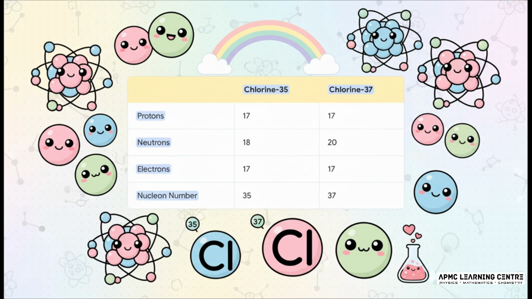But now, look at the neutrons. This is the difference maker. Chlorine-35 has 18, but chlorine-37 has 20. Two extra neutrons. And when you do the math, you see the result. For chlorine-35, 17 protons plus 18 neutrons gives you a nucleon number of 35. For chlorine-37, it's 17 plus 20, which gives you 37. See? Same element, different mass.